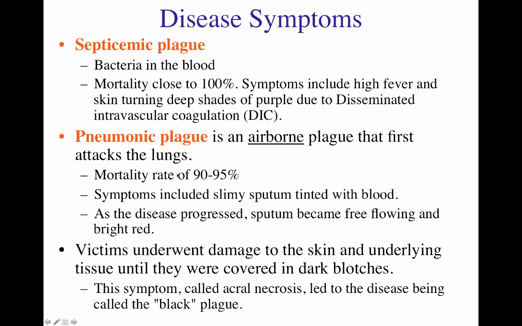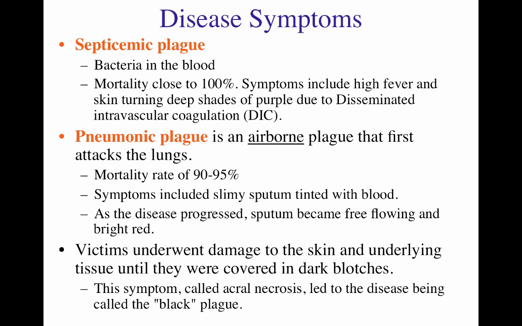And here is the stage in which you can have an airborne plague that is passed from person to person through saliva and coughing. And the mortality rate of the pneumonic plague is between 90 to 95%. Now the person, besides the symptoms that I described before, is also going to have slimy sputum that is tinted with blood. And as the disease progresses, the sputum amount becomes more copious and bright red because of the destruction of tissue in the lung.